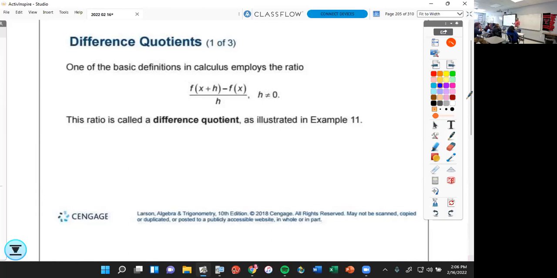Can you find the slope of a line? The slope of the line is y2 minus y1 over x2 minus x1. It's division, right? To find the slope of a line, you have to have 2 points.